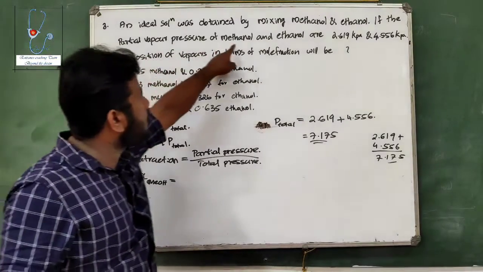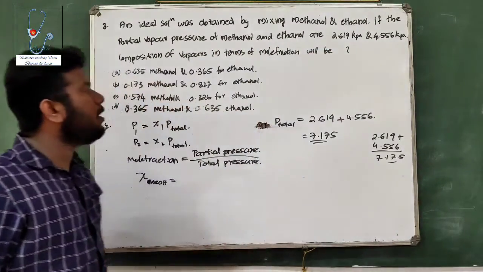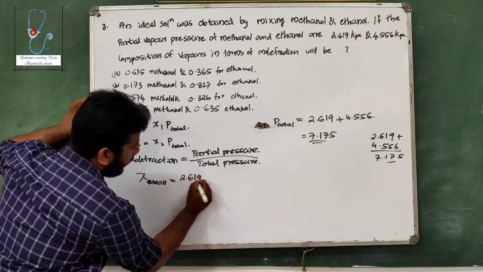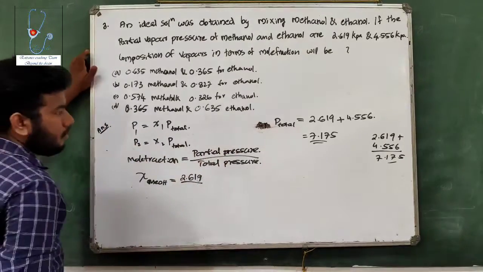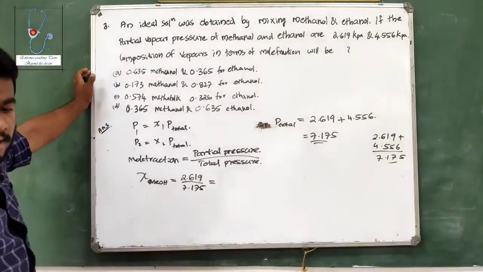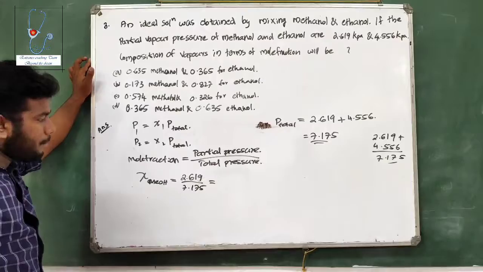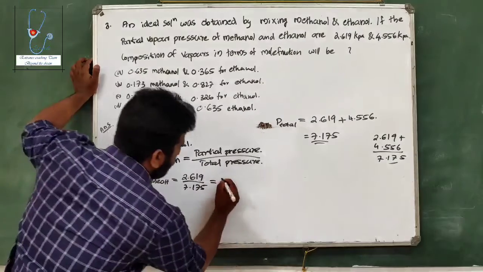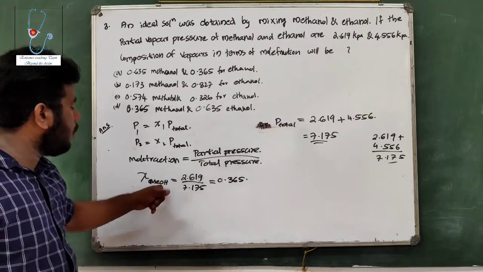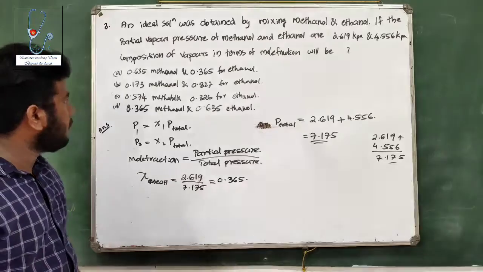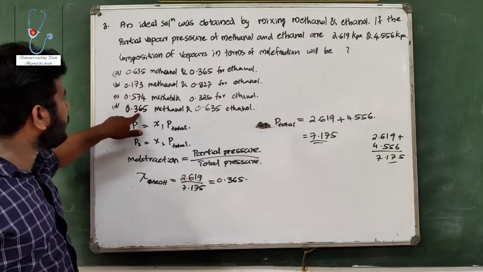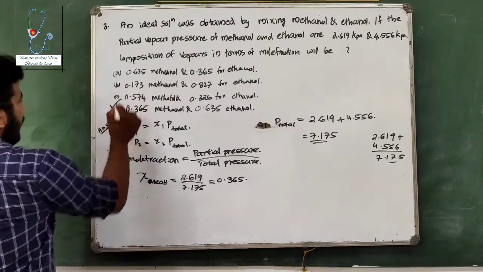Then the mole fraction of methanol. What is the partial pressure of methanol? Partial pressure of methanol is 2.619, divided by total pressure 7.175. The answer is 0.365. So the mole fraction of methanol we get is 0.365. So the answer is D.